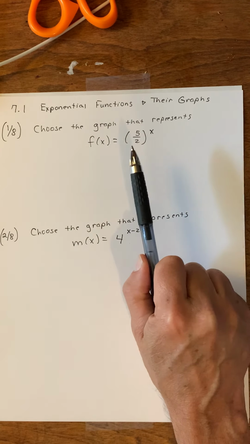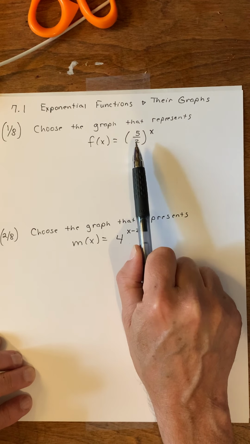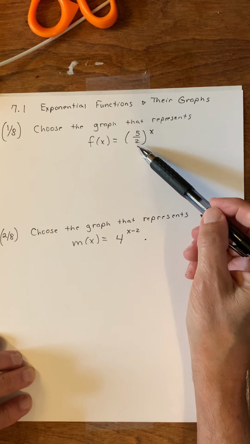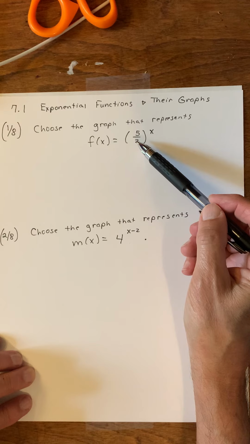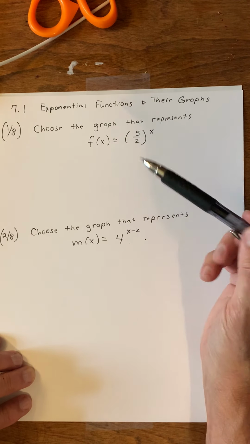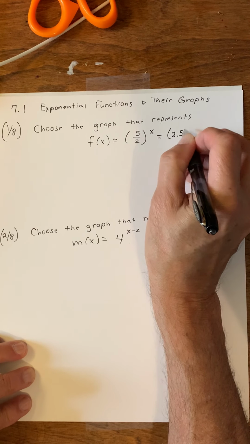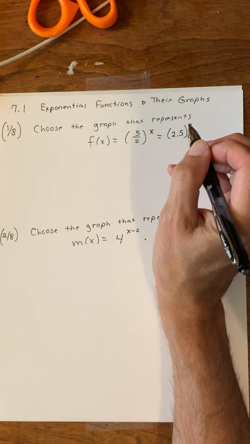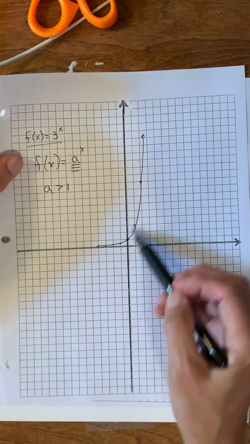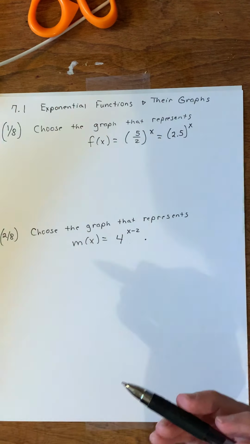First thing we're going to notice, this guy is greater than 1, isn't it? My base is greater than 1. There's a temptation to go, oh, that's a fraction, that must be somewhere between 0 and 1. No, put that in your calculator. 5 divided by 2, another way to say it, is 2.5 to the xth power. Now, I know that when my a is greater than 1, my graph is basically going to look like this.